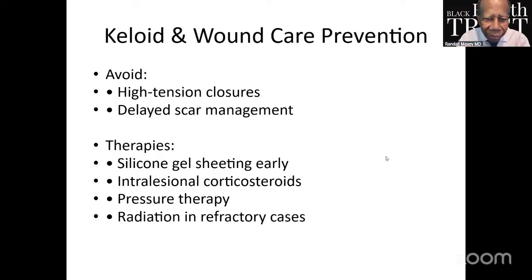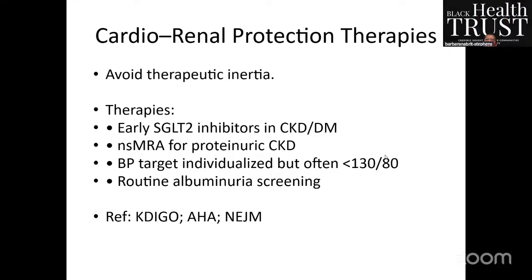Next slide, that's Dr. Stephen. Cardiorenal protection therapies. You want to avoid therapeutic inertia, which means don't wait. Therapies: early SGLT2 inhibitors in chronic kidney disease and diabetes, nsMRA for proteinuric chronic kidney disease, blood pressure target individualized but often less than 130/80, and routine albuminuria screening. I want to go back to nsMRA for proteinuric chronic kidney disease.